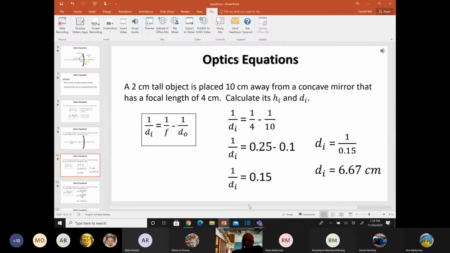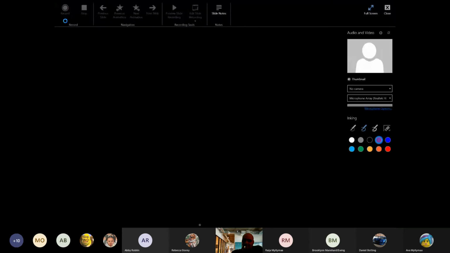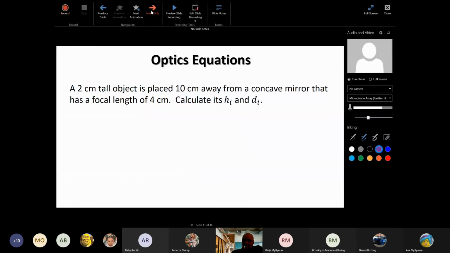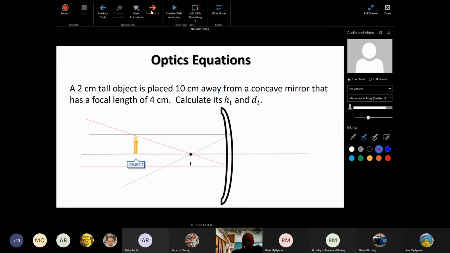Where's my PowerPoint? Okay, there it is. How are we feeling about that? Good. Hopefully not too bad. Okay, so I just did a quick drawing, you don't need to draw this, but this is what it would look like.